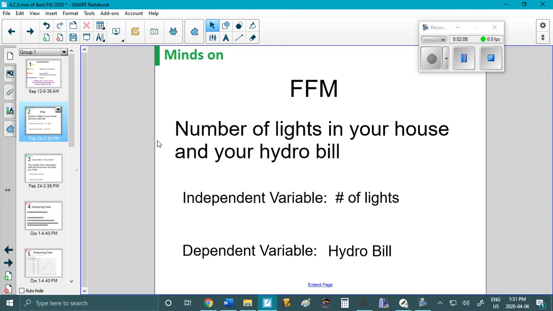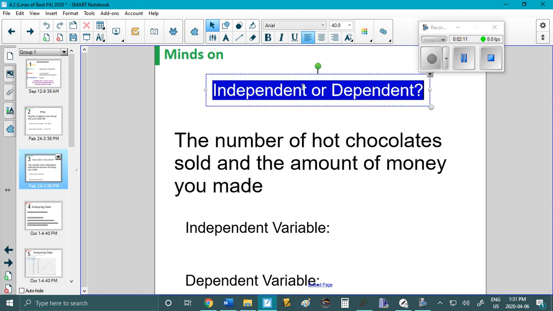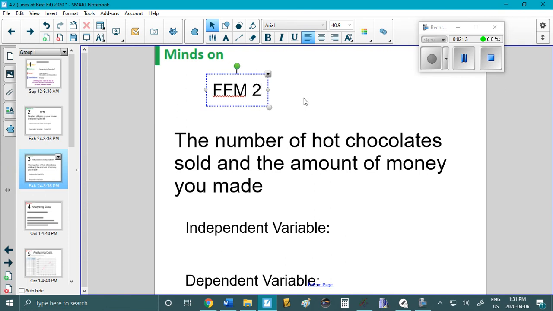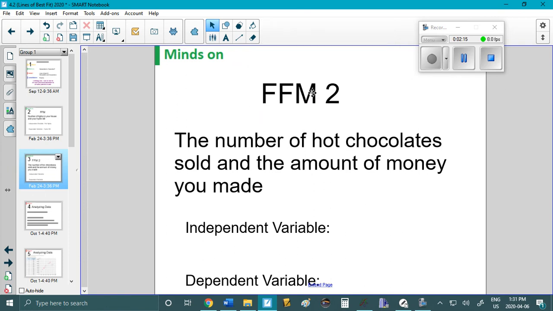Okay, so there is a second one of these. I will call it FFM2. And I would really like you to try it again. If you didn't get the first one, or if you didn't even try the first one, please pause and try this. So please pause now.